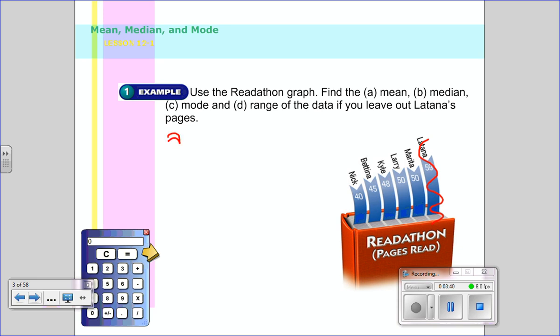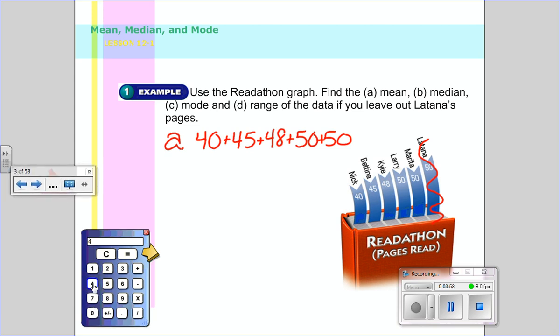First, A is the mean. Well, to find the mean, you do the sum. So 40 plus 45 plus 48 plus 50 plus 50. All right, and if I add them together, I have a handy little calculator here. I might as well use it. So 40 plus 45 plus 48 plus 50 plus 50. So I'm going to just put in 100 to make it easier. And I get 233.